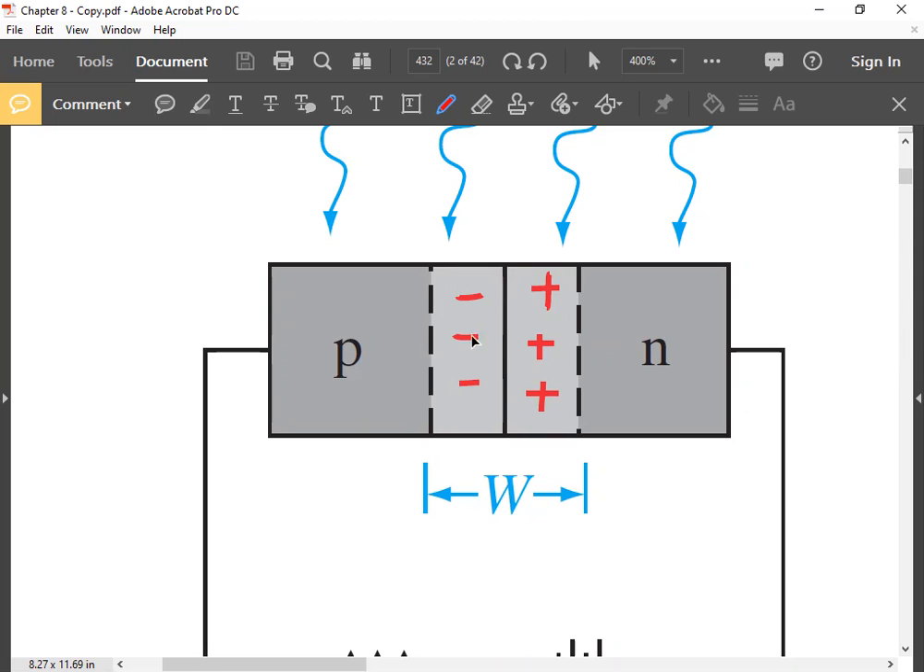Okay, sir. But EHPs will be generated, and only electrons can diffuse, because there is a barrier here for positive charge. Holes cannot go here. So electrons which are generated far from this edge will recombine before they come to this edge, because what is the definition of diffusion length? Diffusion length is the average length through which a carrier can diffuse before recombining.